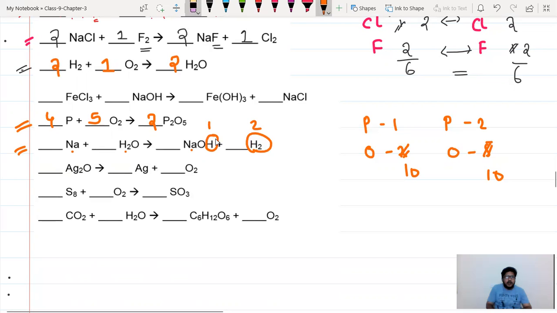Don't get confused. You have 1 hydrogen here, so it is 1. Now how many hydrogens here? It is 2. So 2 plus 1, it is 3. Total hydrogens: reactant side 2, product side 3. So it is a little bit confusing. What you can do, you can substitute 2 here.